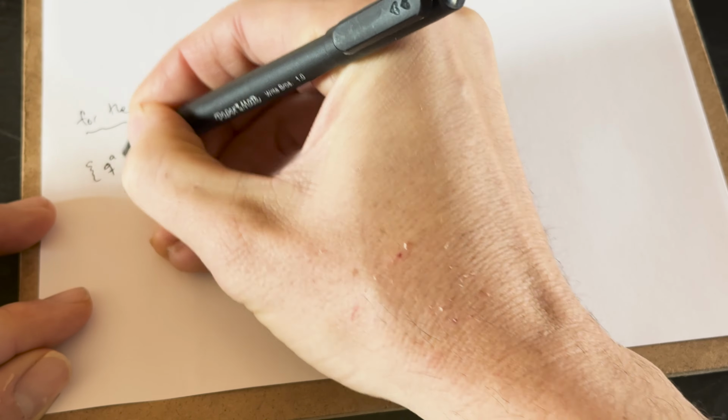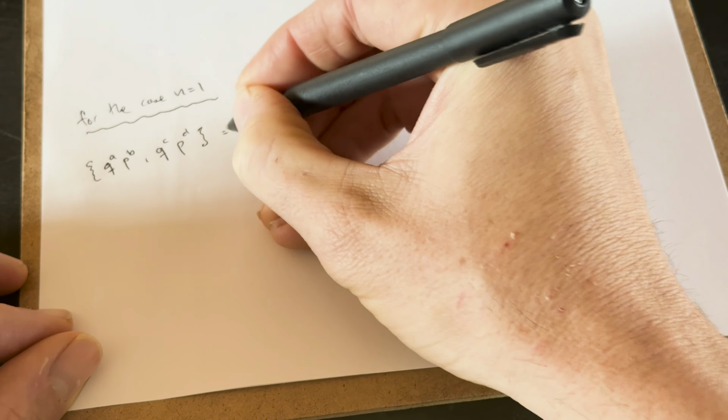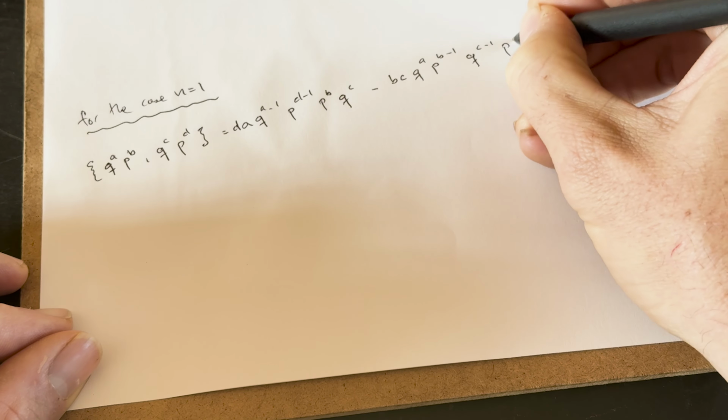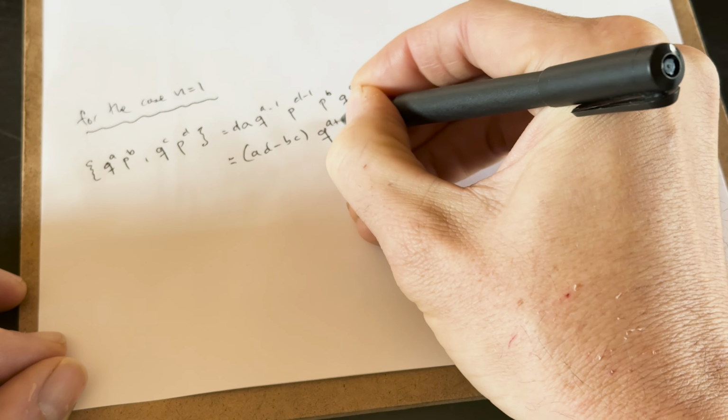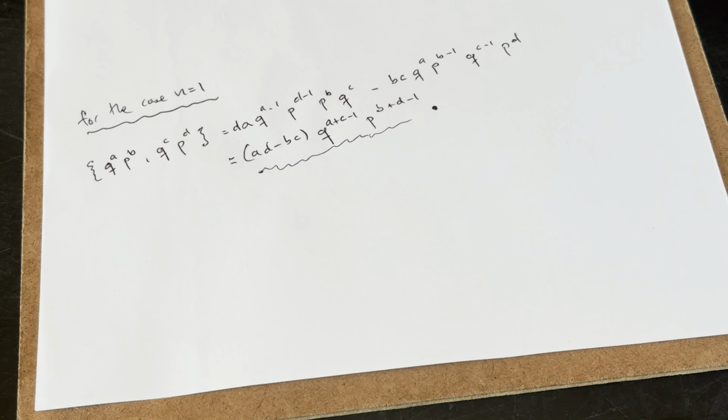That is to say, consider the Poisson bracket of two terms, one q to the a, p to the b, with another q to the c, p to the d. We can compute this thing, and we get the very curious and interesting result that this is equal to the quantity ad minus bc times q to the a plus c minus 1, p to the b plus d minus 1. In other words, it's proportional to a specific monomial term.